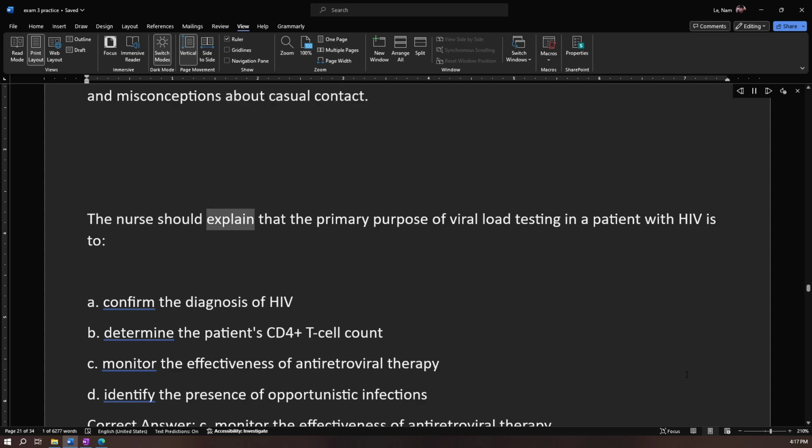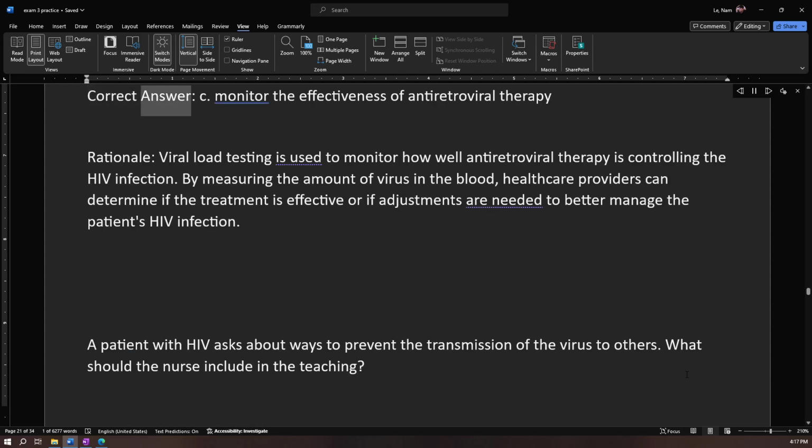The nurse should explain that the primary purpose of viral load testing in a patient with HIV is to A. Confirm the diagnosis of HIV. B. Determine the patient's CD4+ T-cell count. C. Monitor the effectiveness of antiretroviral therapy. D. Identify the presence of opportunistic infections. Correct answer. C. Monitor the effectiveness of antiretroviral therapy.